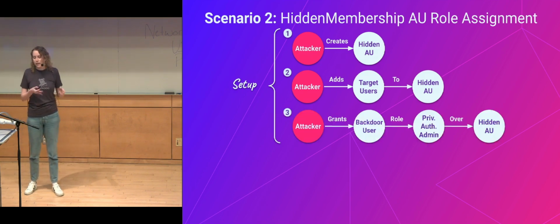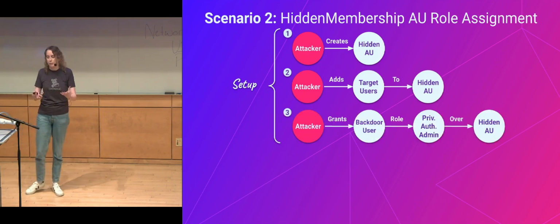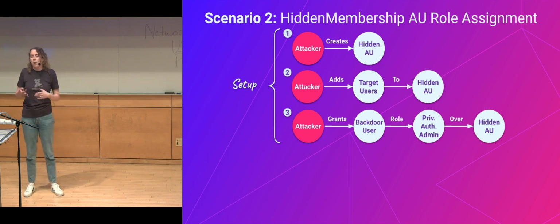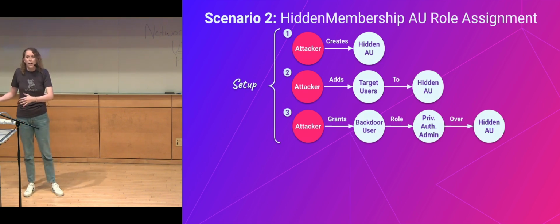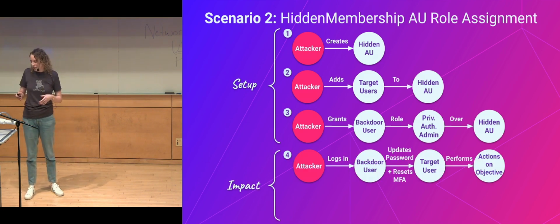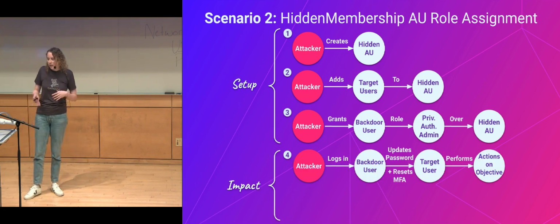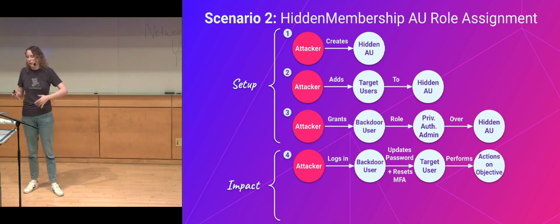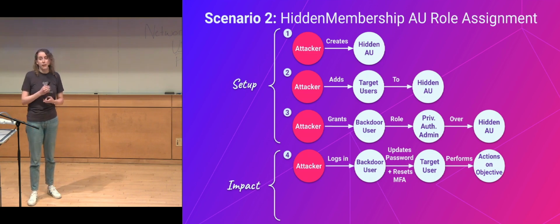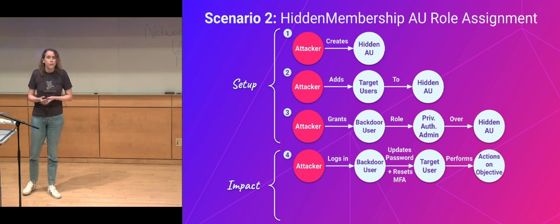And then grant the account that they have control over, the one they've protected, the privileged authentication admin role over that hidden membership administrative unit. So remember, our admin we're targeting is in there, but not everybody can see that. So we'll come back in to the user under their control. The account under their control would then, with privileged authentication admin, have the ability to reset that admin's password and also reset their MFA methods. So this is something really important to note.